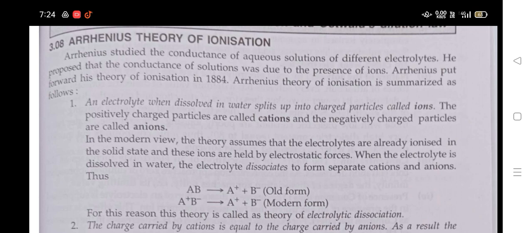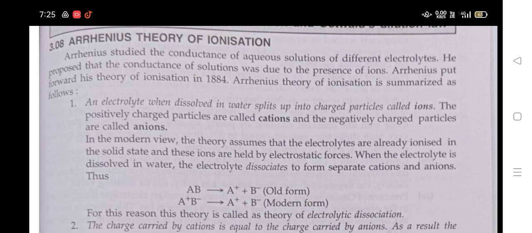First, an electrolyte when dissolved in water splits up into charged particles called ions. The positively charged particles are called cations and the negatively charged particles are called anions. In the modern view, the theory assumes that the electrolytes are already ionized in the solid state and these ions are held by electrostatic forces.